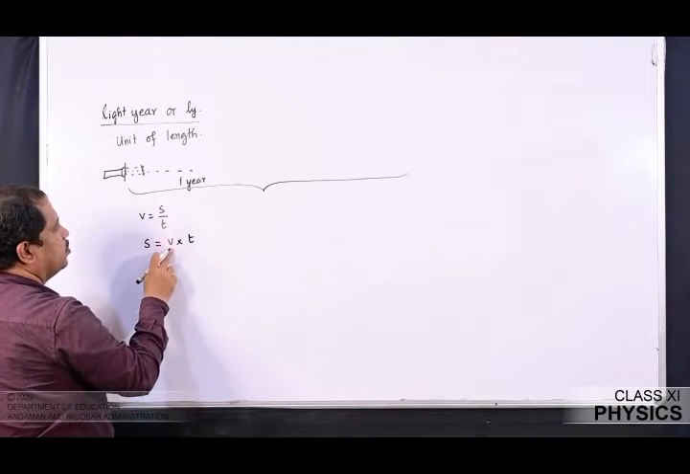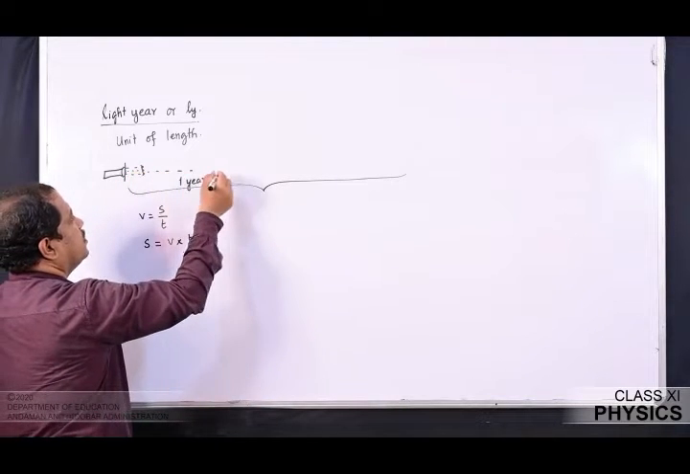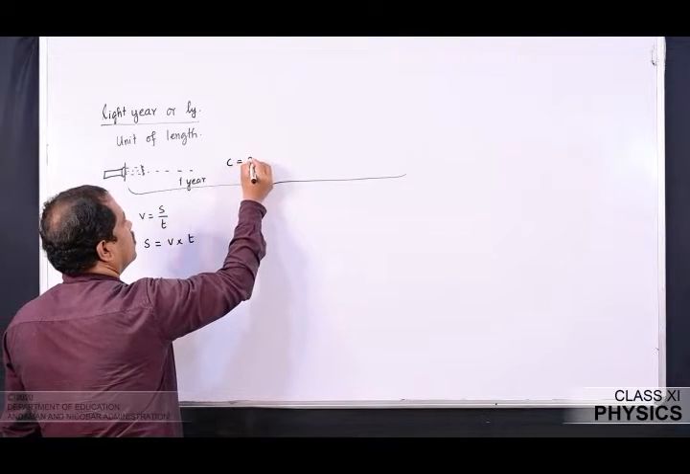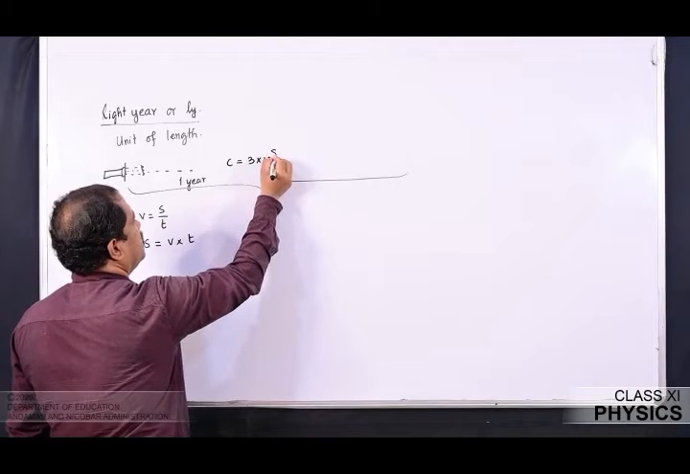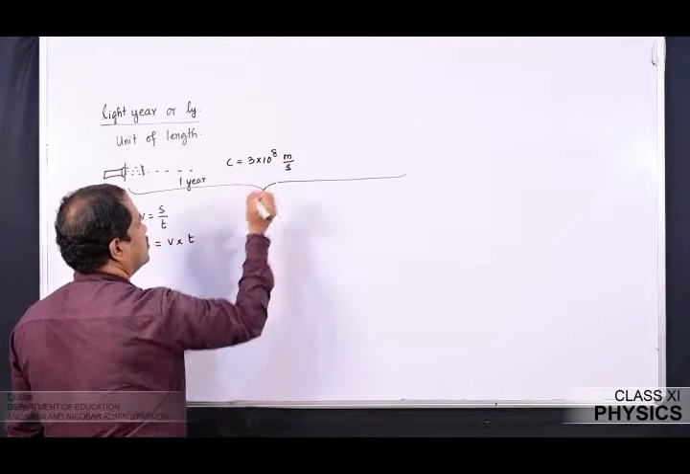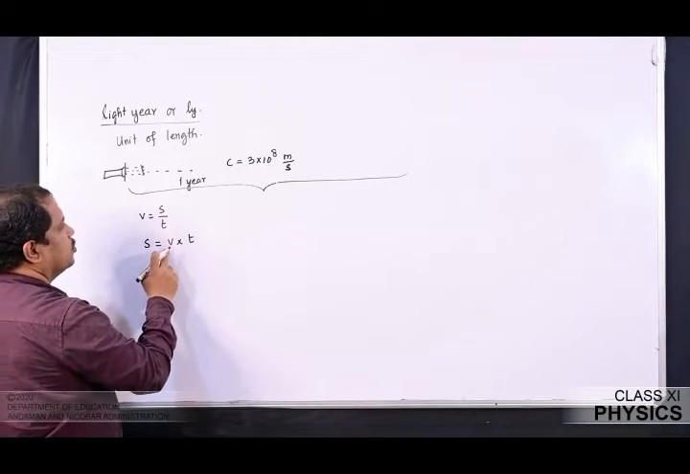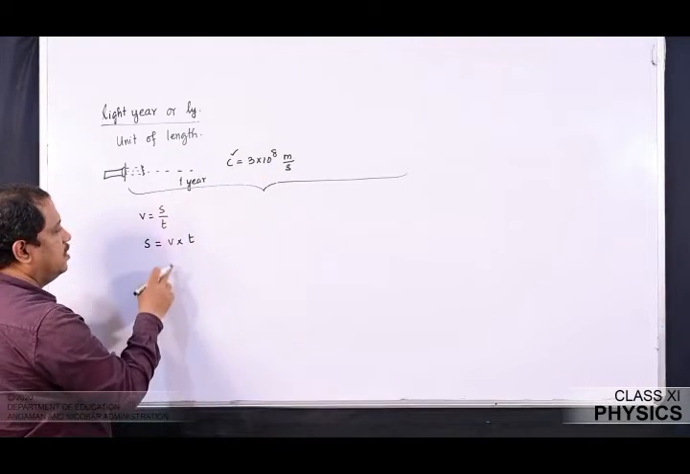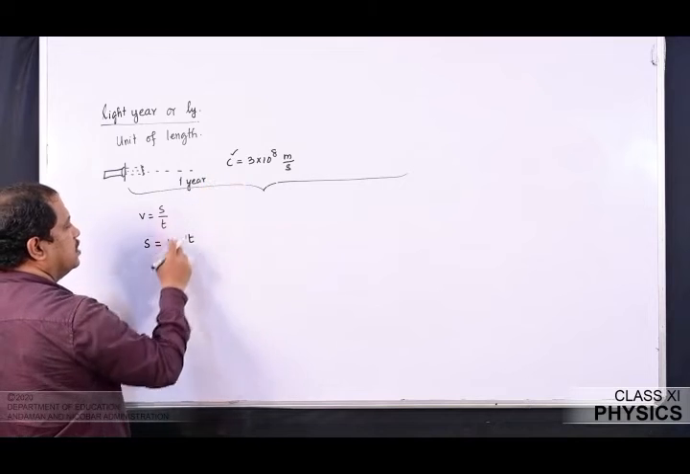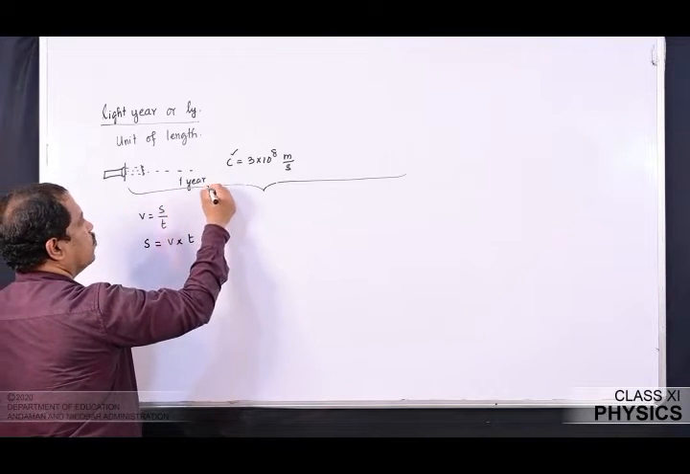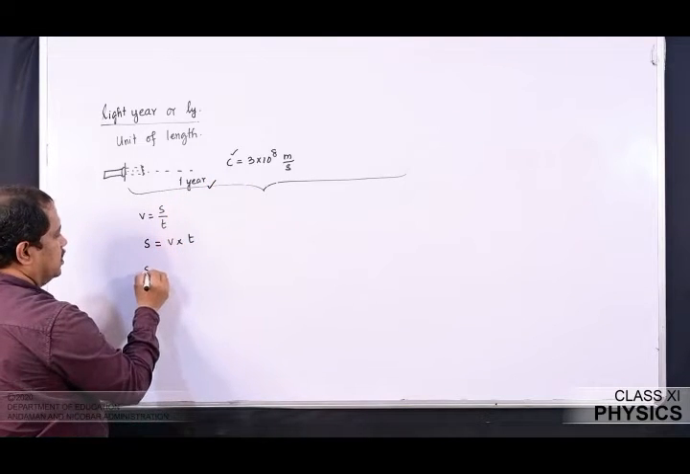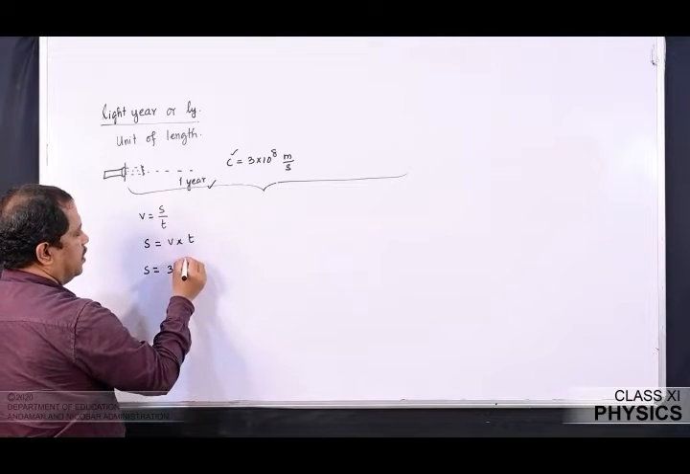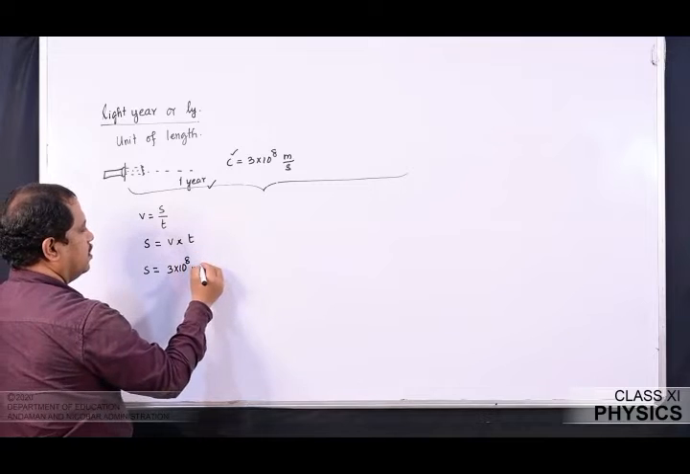So, when I say speed into time, the speed with which the light travels, you have studied in lower classes that light travels with a speed of 3 into 10 power 8 meters per second. So, I know this value, the speed of light, which is generally shown by the letter c. So, for me, V will be c, and time is 1 year. So, the distance travelled will be equal to 3 into 10 power 8 into 1 year.